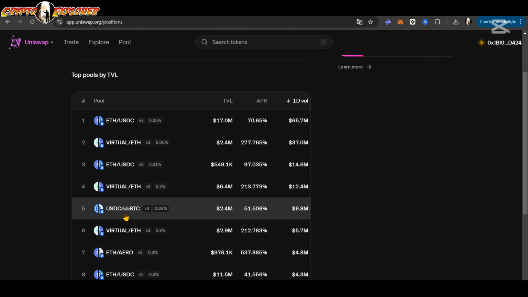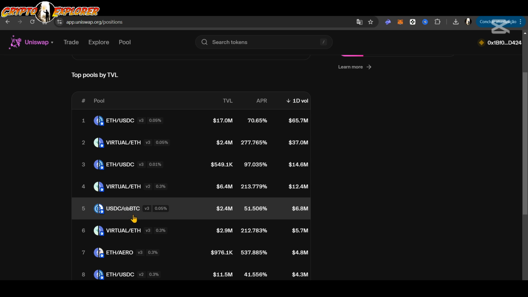Another one is USDC paired with CBBTC. Now, I'm not going to go into detail on how a derivative of Bitcoin can be risky or not, but this is issued by Coinbase. And Coinbase doesn't have the most perfect track record when it comes to customer service. I know many people that out of nowhere got their accounts frozen on Coinbase. I know also a lot of people that never had an issue with Coinbase, but it's always good to know that this is a Bitcoin derivative. It's not real Bitcoin. It's not native Bitcoin.